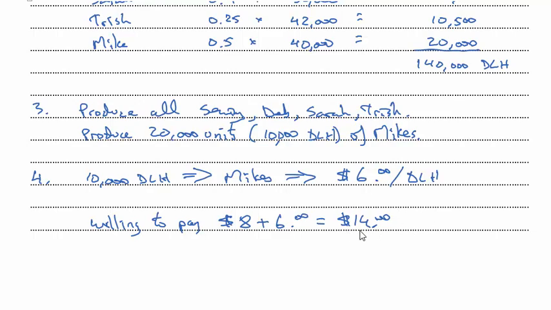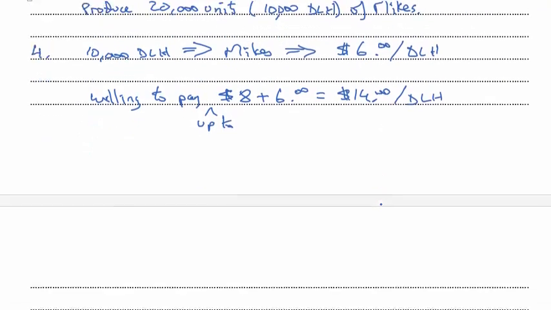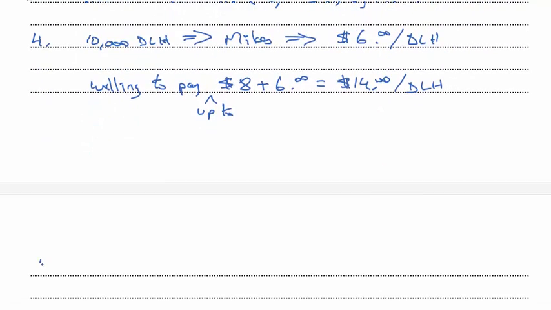The key, though, is we would be willing to pay up to, and maybe I should write that in here, up to $14 per direct labor hour. Okay? And no more. More than 14, we lose money. At 14, we just break even. At $13.99, we make a tiny little bit. Okay, that's requirement number 4.